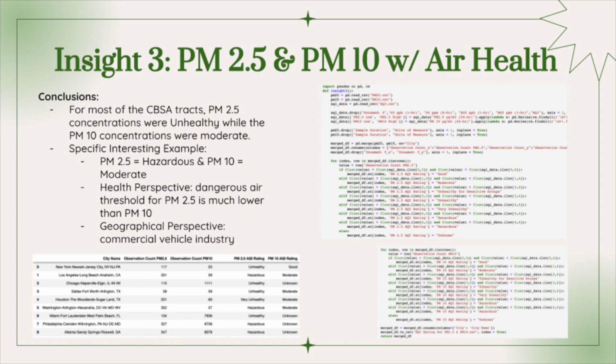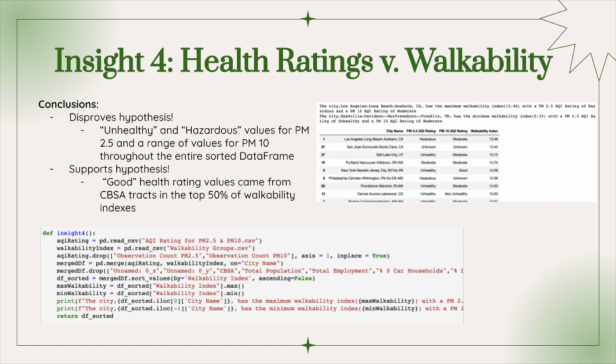is extremely popular. For Insight 4, we also combined and compared two different datasets, the AQI Wikipedia and the Walkability CSV. We wanted to expound on our third insight by comparing the AQI health ratings for each CBSA tract to its walkability index. We sorted the data frame in descending order by walkability index and looked at the maximum and minimum values. Overall, our hypothesis was disproved, as there are unhealthy and hazardous values for PM 2.5 and a range of values for PM 10 throughout the entire sorted data frame.